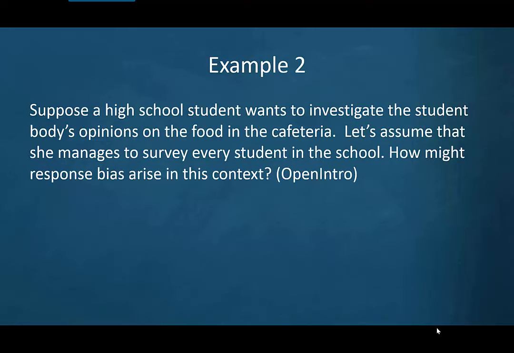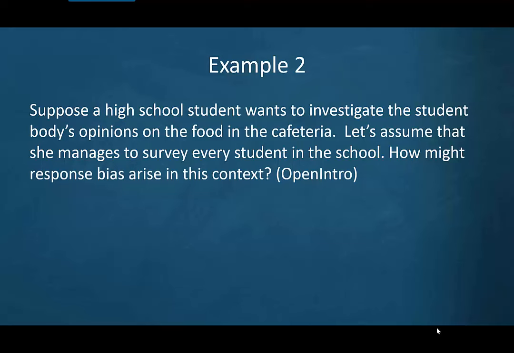Example 2. Suppose a high school student wants to investigate the student body's opinion on food in the cafeteria. Let's assume that she manages to survey every student in the school. How might response bias arise in this context? So pause the video here and think about this.